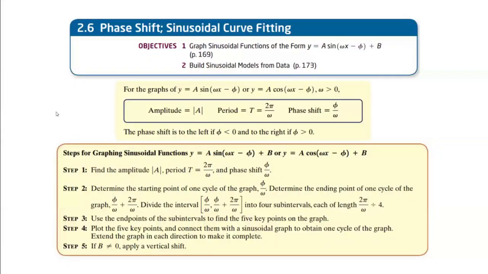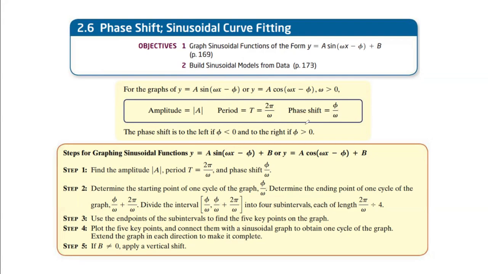Hey, class, let's take a look at this next section on sinusoidal curve fitting. We want to be able to create a graph from some modification of the original sine or cosine. And we're adding this idea of a phase shift. We've already looked at the amplitude and the period. We're going to add this notion of a phase shift, which is just going to take the graph and scoot it left or right.